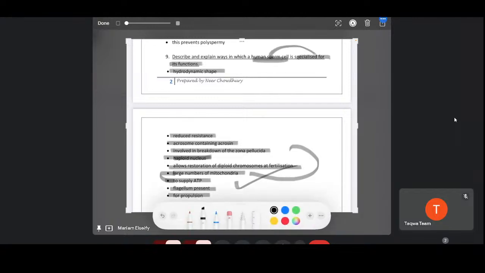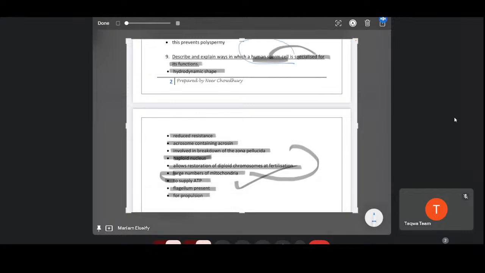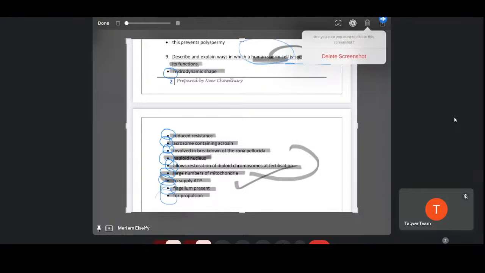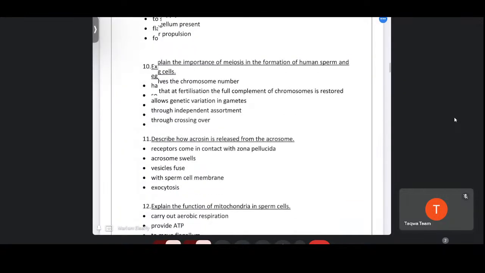Again, how is the sperm cell specialized? In case someone just joined, basically it has a hydrodynamic shape, reduced resistance, an acrosome containing acrosin involved in breakdown of the zona pellucida, a haploid nucleus that allows restoration of diploid chromosomes at fertilization, a large number of mitochondria to supply ATP, and a flagellum present for propulsion. That's great. Okay.